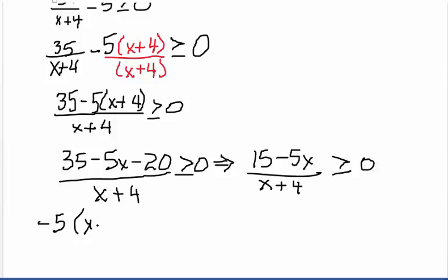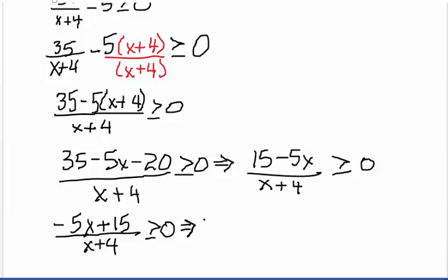So I can factor out a negative 5 out of the numerator. To make sure that's clear, let me first reorder this. Instead of writing the minus 5x second, I'm going to write that as the first term. Instead of writing positive 15 as the first term, I'm going to write it as the second term. Then this may make more sense when I factor out a minus 5. Minus 5 times x gives me my minus 5x. Minus 5 times negative 3 gives me my positive 15. And that's over x plus 4.